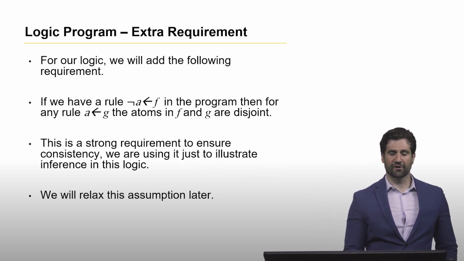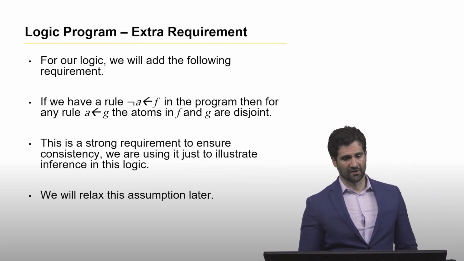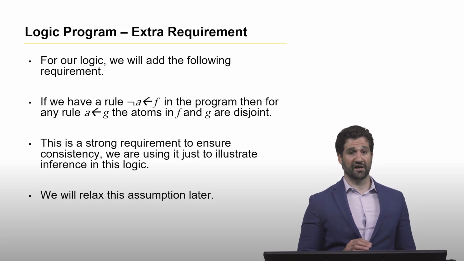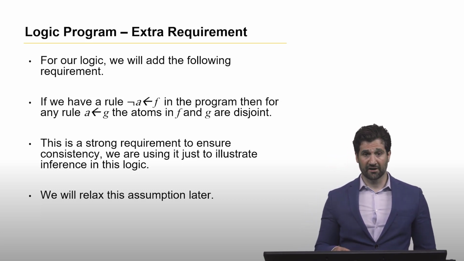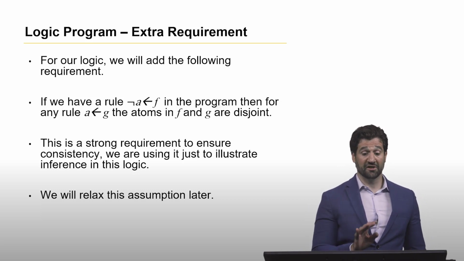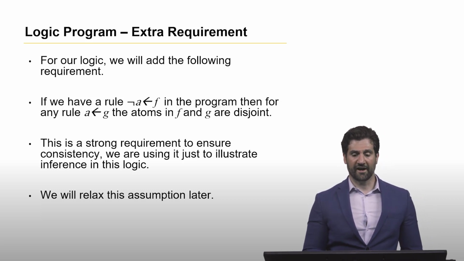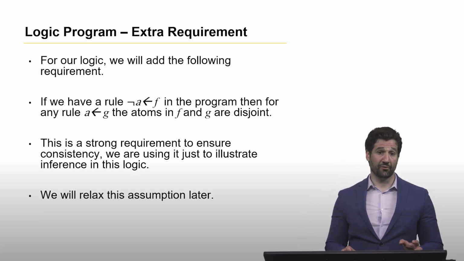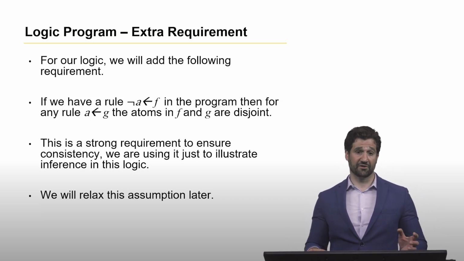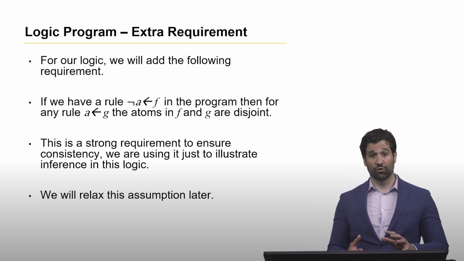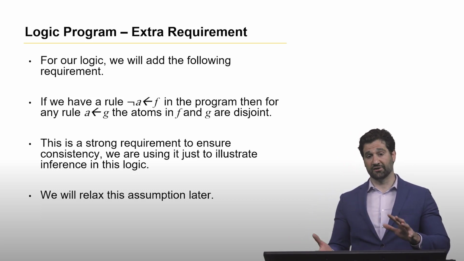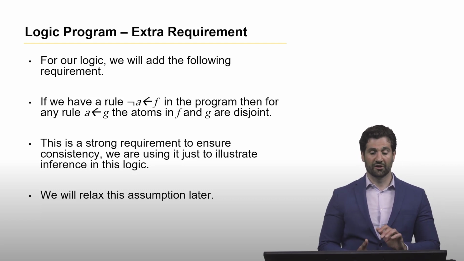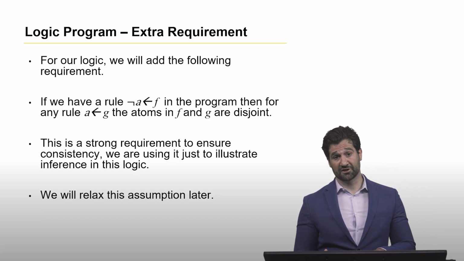And we're going to add one additional requirement. And so we're going to say if you have a rule, if F then not A, then for any other rule, if G then A, the atoms in F and G are disjoint. And this is a strong requirement. It's not the best thing to have in practice. We're going to use this in this lecture to help talk about inference with open world reasoning. Later on, we're going to relax this assumption.